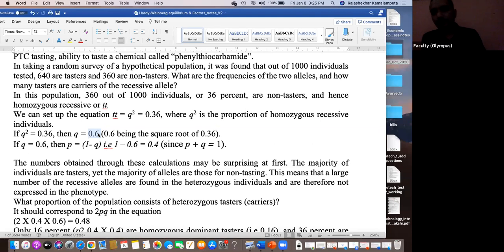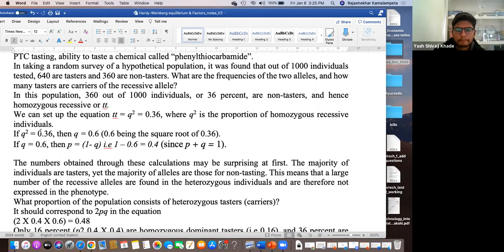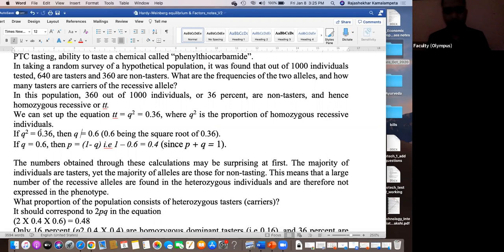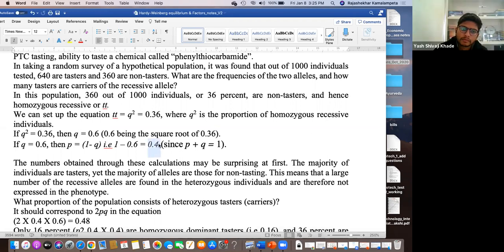Now you have the value for q. So from the equation, can you identify what the p value is? P plus q equal to 1. Correct. So q is 0.6. So what is the p value then? You substitute that. In place of q, you put 0.6. So p plus 0.6 equal to 1. Then p equals 1 minus 0.6. That is 0.4. This is how you identify the p value and q value.